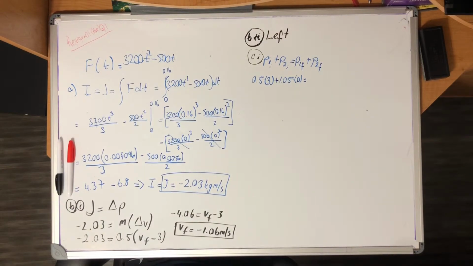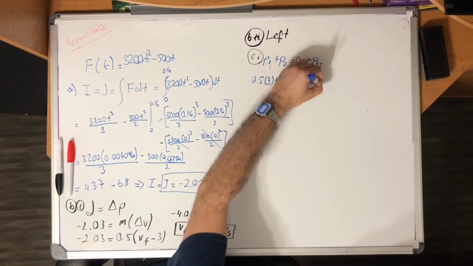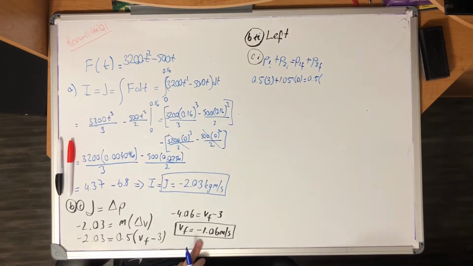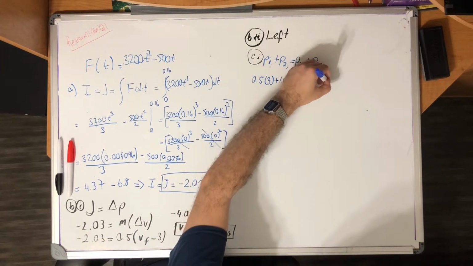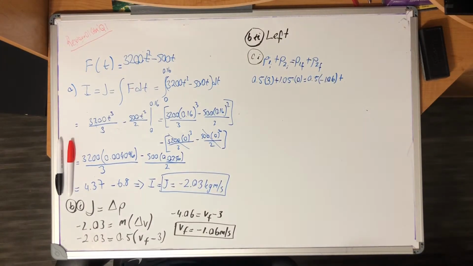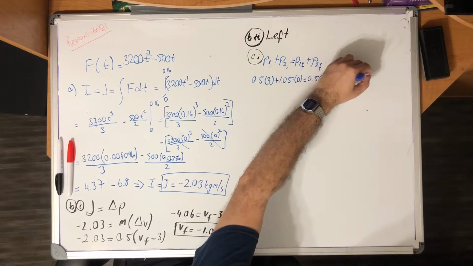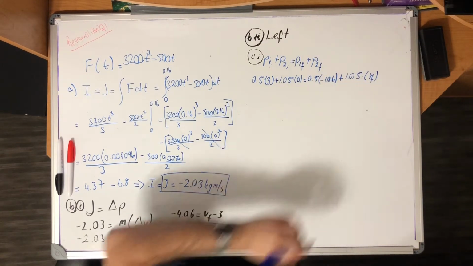And P final of the first object is going to be, again, mass is the same, 0.5, but this time it's going to be going with negative. You should be very careful with that sign because that's going to change the result. Negative 0.6, plus the final momentum of the second cart, which is again the same mass, 0.05, times a velocity that we do not know yet.